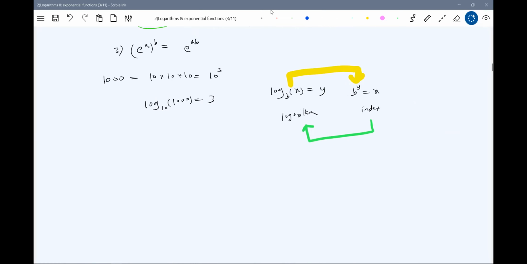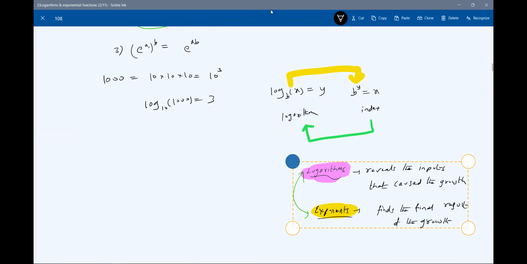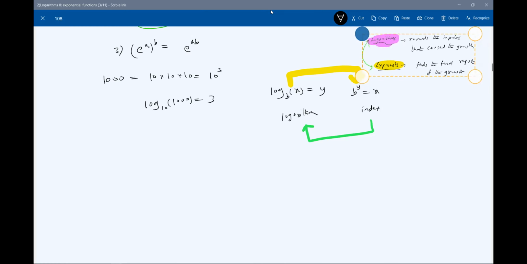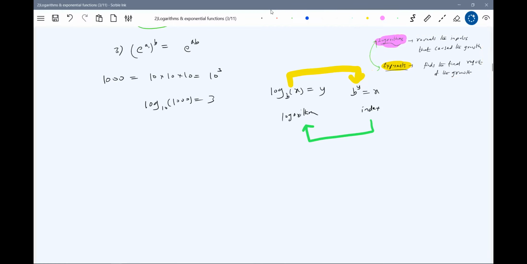Let me bring that here. Please all of you look at that sentence once again. When you write x equal to y to the power of b, then what is x? X is the output, no? And what is b? B is the base, and y is what? The input.